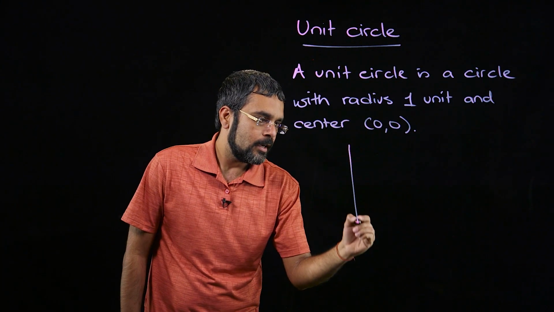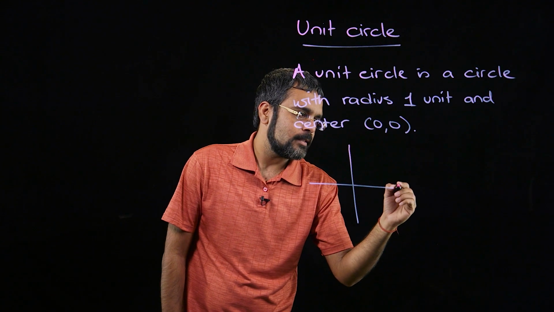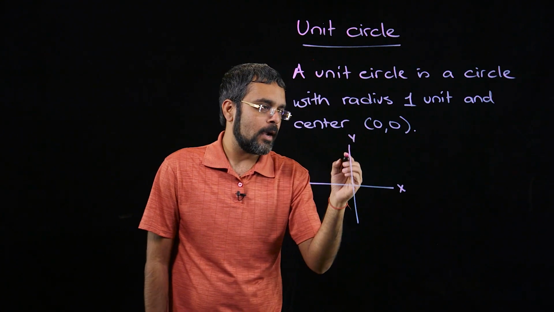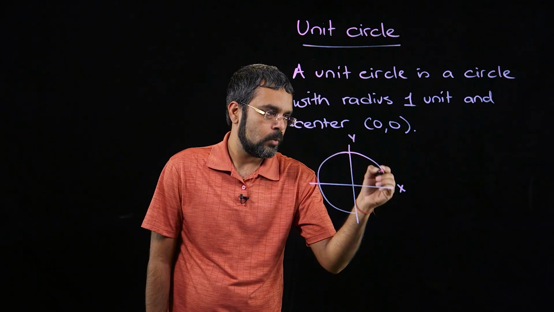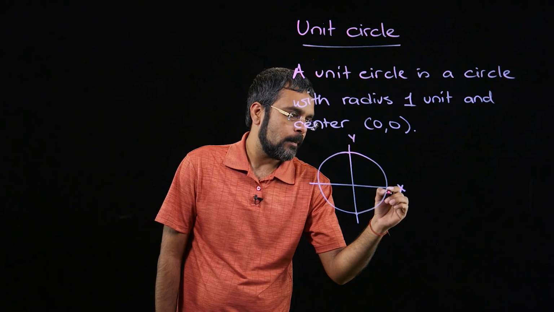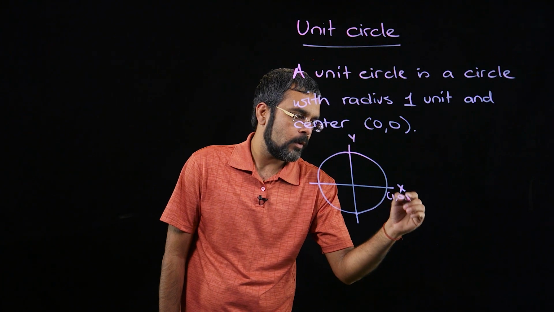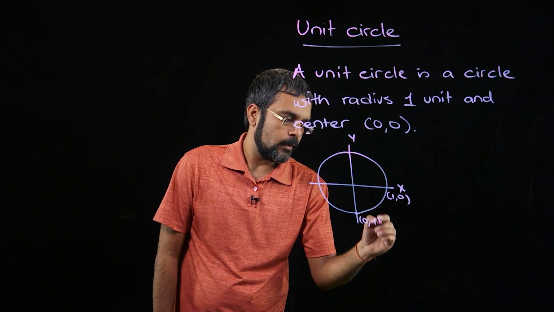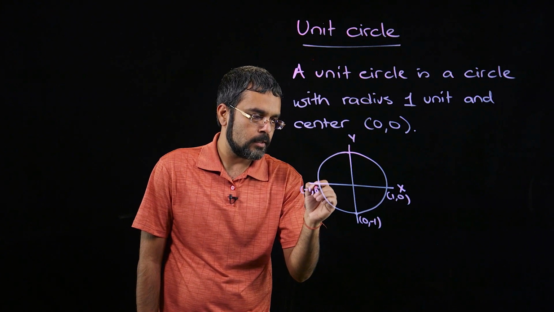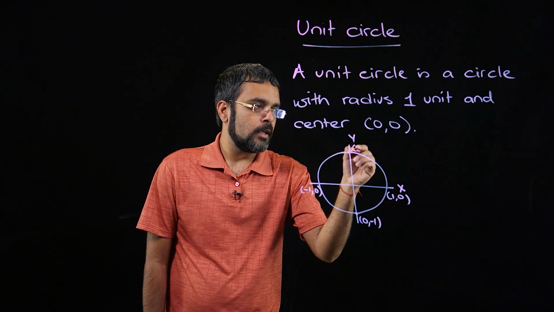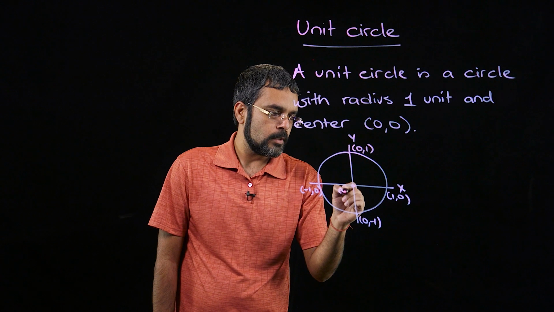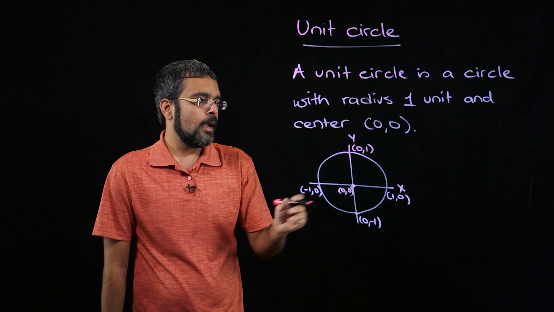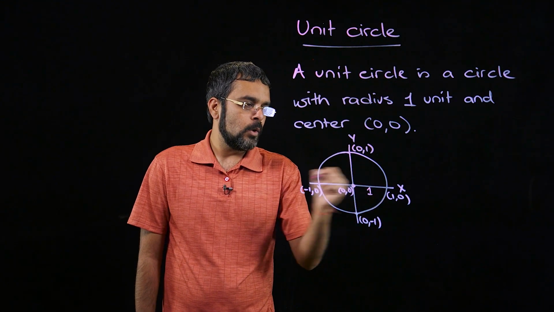So if this is my coordinate plane, say this is my x-axis, this is my y-axis, then my unit circle would be that, where my points on the circle here would be (1, 0), (0, -1), (-1, 0), and this point here would be (0, 1), right? So here, this is my center, which is (0, 0), and my radius is going to be 1 unit.